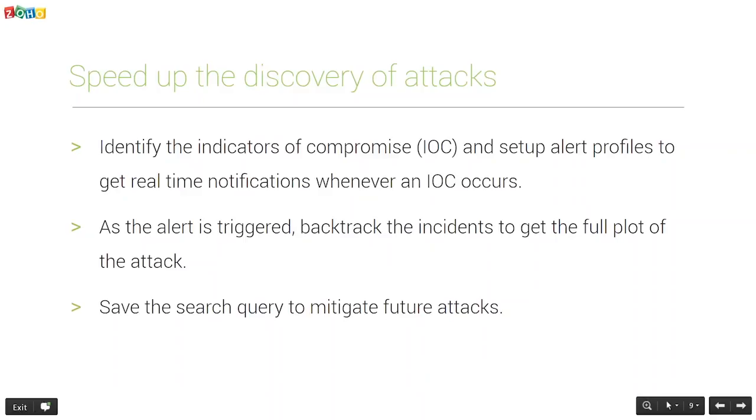To summarize all of this, to speed up the discovery of attacks, you need to identify the indicators of compromise and set up alert profiles to get real-time notification whenever an indicator of compromise occurs. And as the alert is triggered, you need to backtrack the incidents to get the full plot of the attack. And finally, you'd want to save the search query to mitigate future attacks of the same pattern.